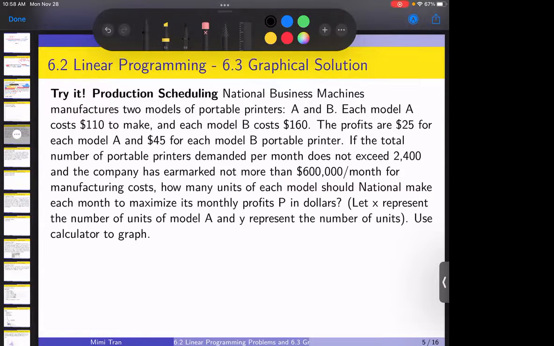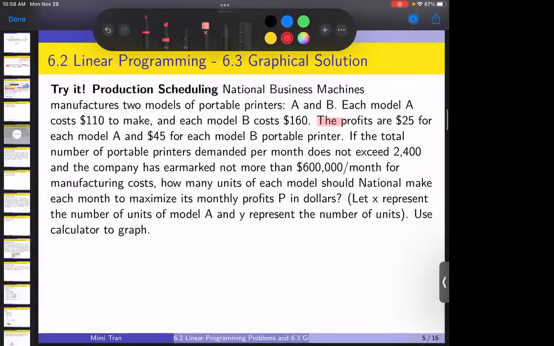All right, what's the profit? What's the profit function? P equals 25 cap A plus 45 cap B.